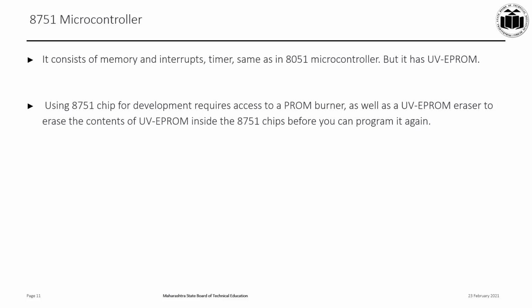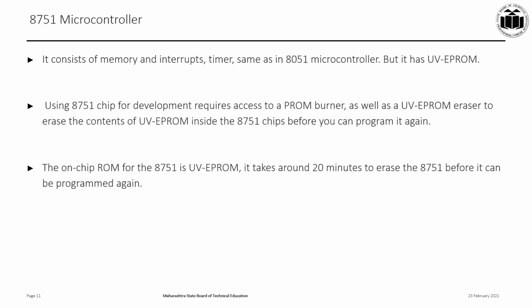Also, we require a UV-EEPROM eraser to erase the contents of the UV-EEPROM inside the 8751 chip before you can program it again. So here, for the UV-EEPROM memory, a PROM burner as well as a UV-EEPROM eraser is required. The on-chip ROM for the 8751 is UV-EEPROM, and this takes around 20 minutes to erase the 8751 before it can be programmed again. So the time required will be approximately 20 minutes for reprogramming it.